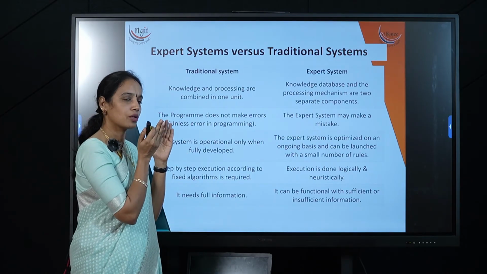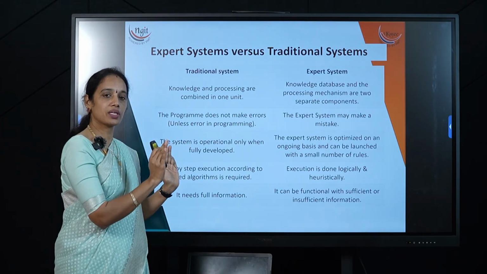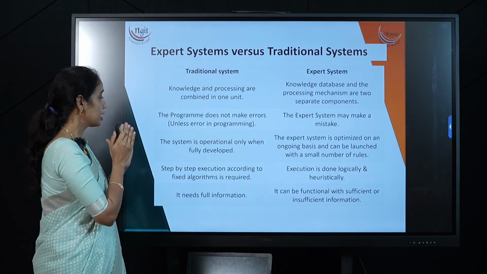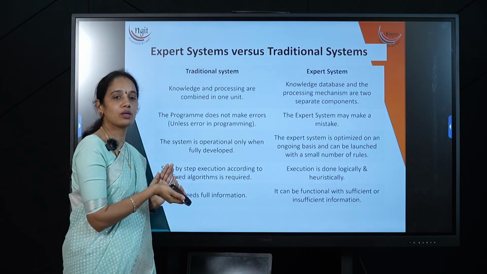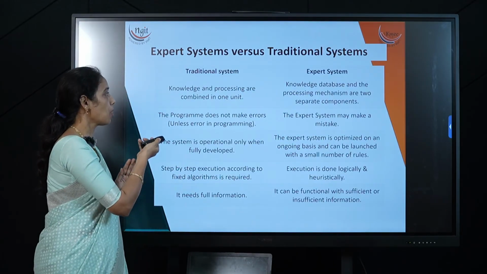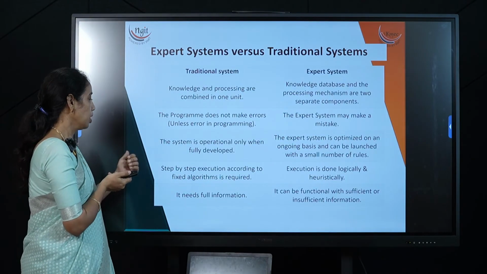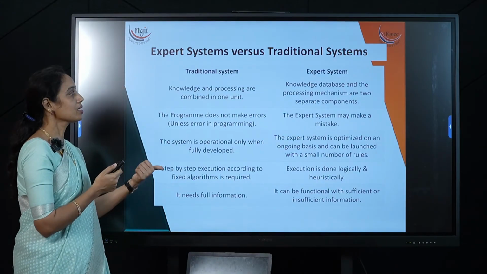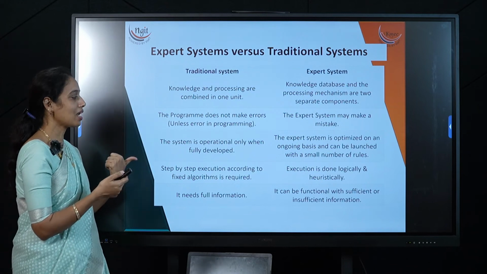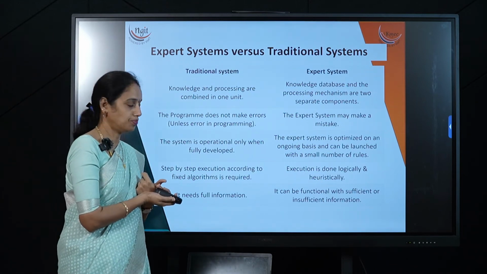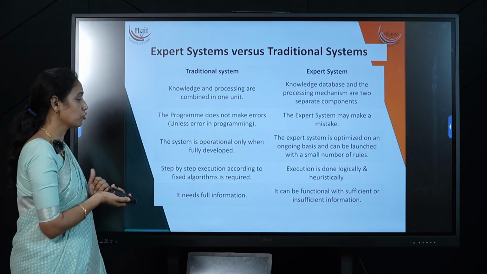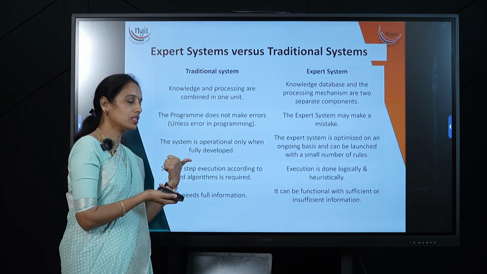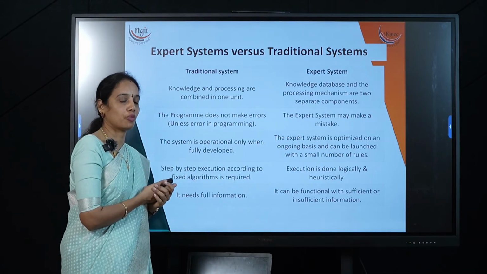Even though some particular point is completed in an expert system, we can make use of it. But coming to the traditional system, it should be fully developed, and only then can we do some operations with it. Step-by-step execution according to fixed algorithms is required, whereas the expert system works logically and heuristically. Next, a traditional system needs full information, but an expert system can function with sufficient or insufficient information.